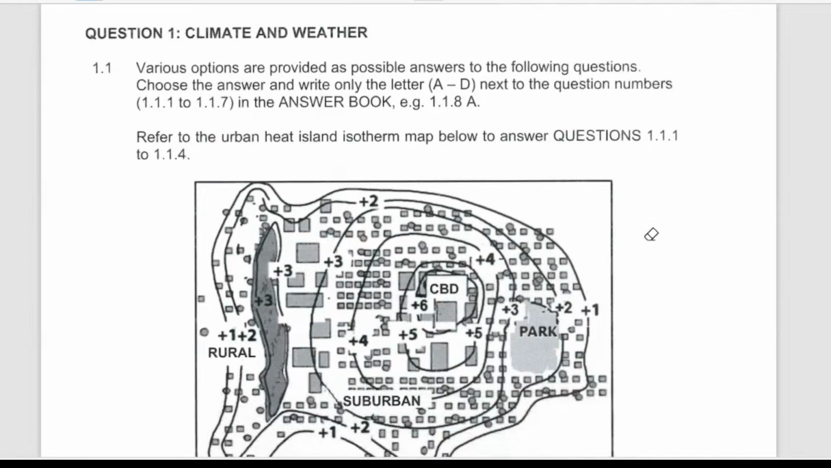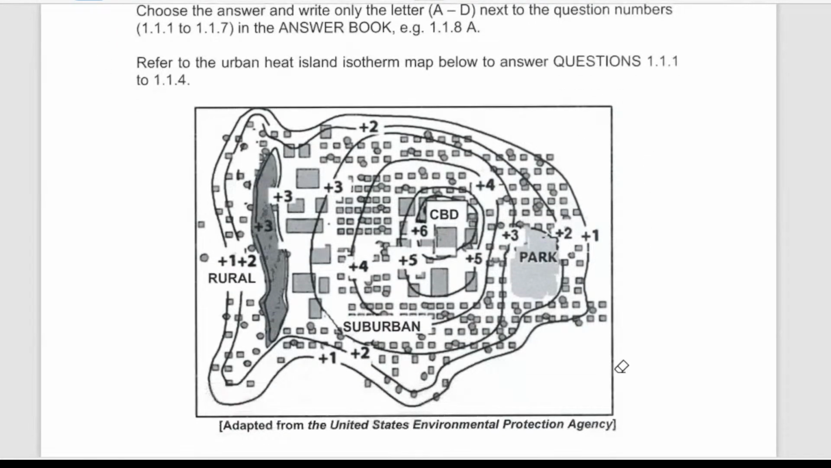So we're going to start with the first question, which is question number 1 on climate and weather. There is an urban heat island isotherm map below. By isotherm maps we are referring to maps that show the distribution of temperature in a given place. And by isotherms, we are referring to these lines that we see on the map. These lines join places of the same temperature, which we call the isotherms. So going to our questions, we want to use this illustration to answer them.